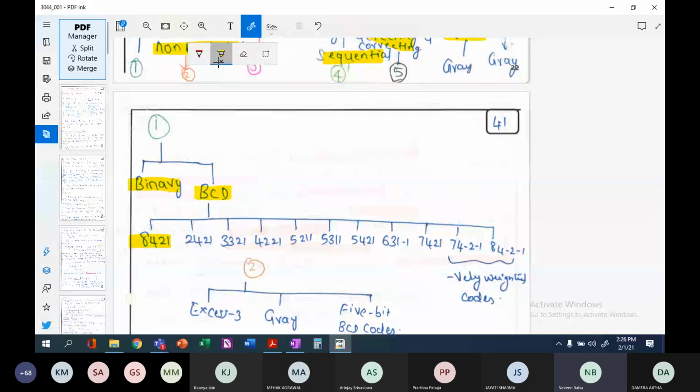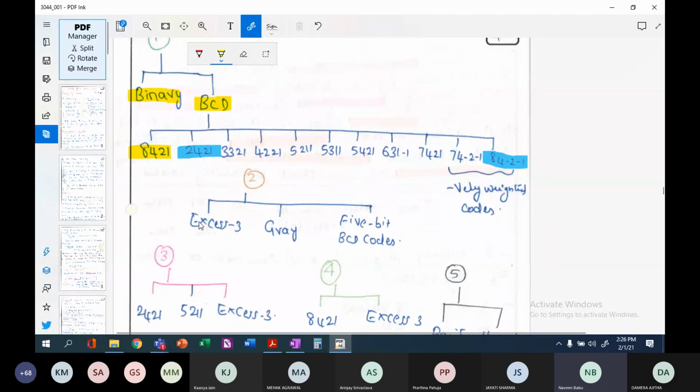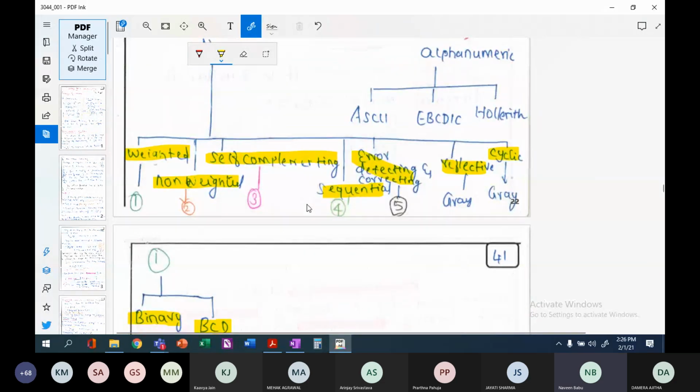For example, we will look at 2421 codes, and just for example's sake, we will look at the 84-2-1 code also. In addition to that, the other codes of interest to us are the non-weighted codes. In non-weighted codes, we are more interested in XS3 codes and gray codes. Please note that certain codes are common to multiple classifications.